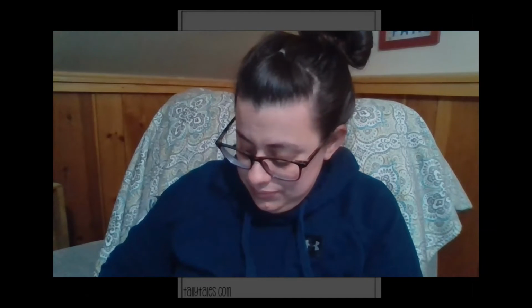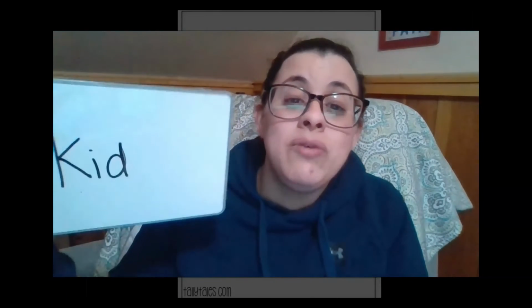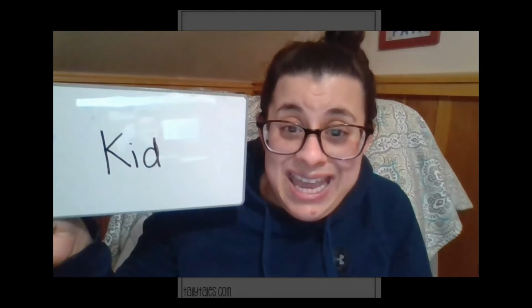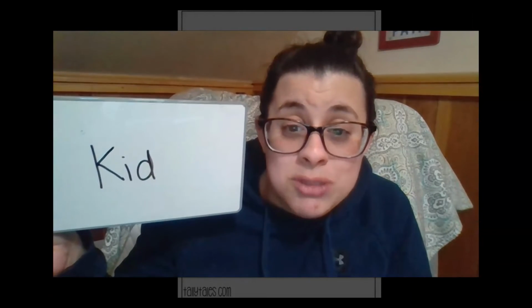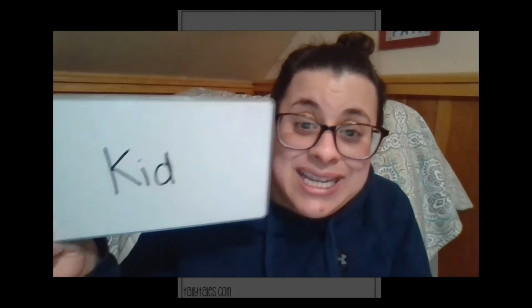Kid. We just learned about when to use C and K. We hear K at the beginning. That means we need to listen to that middle sound. K, I. What sound do we hear? We hear I, and that's the short sound for the letter I. That means we write the word kid with a K. K is always before an I or an E. Kid.